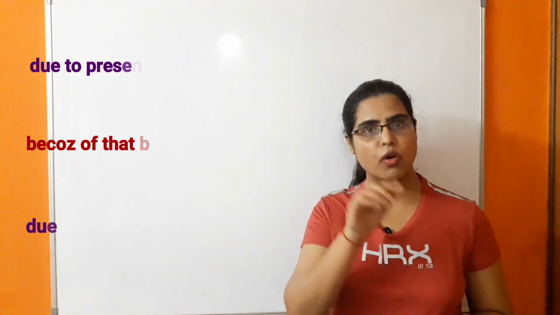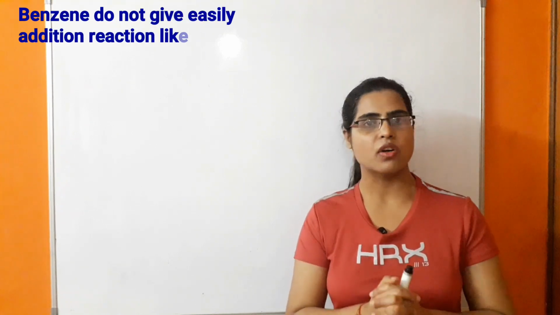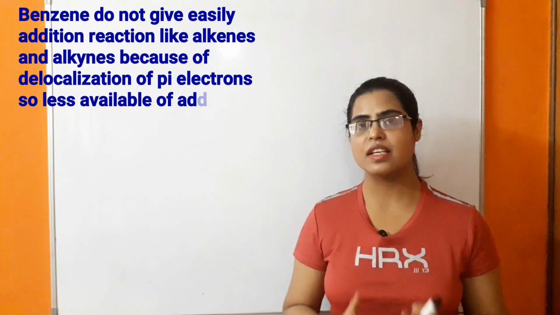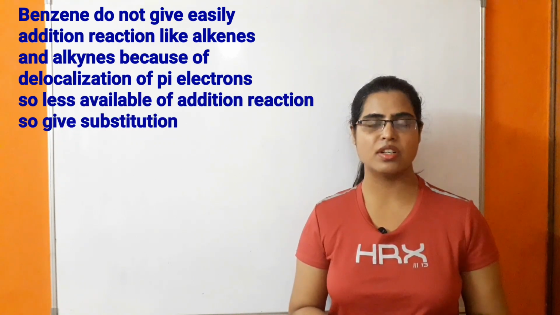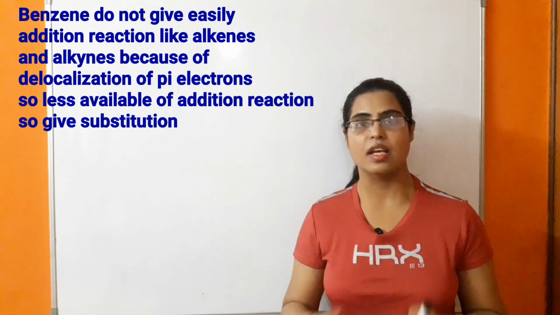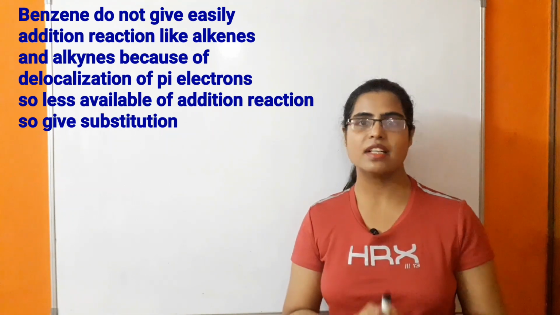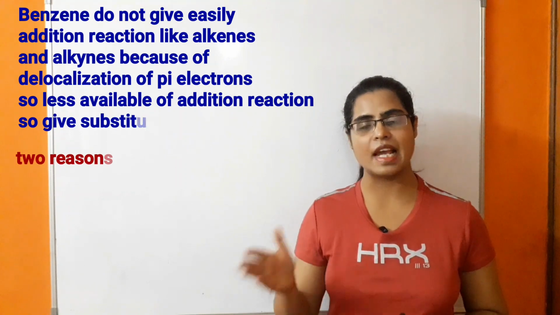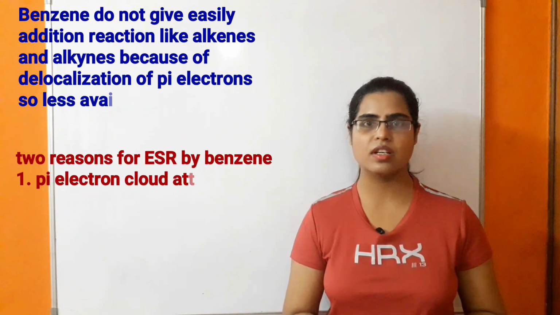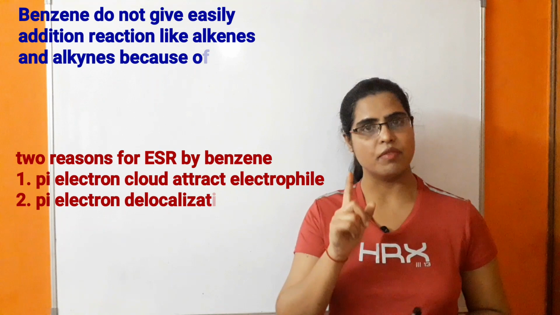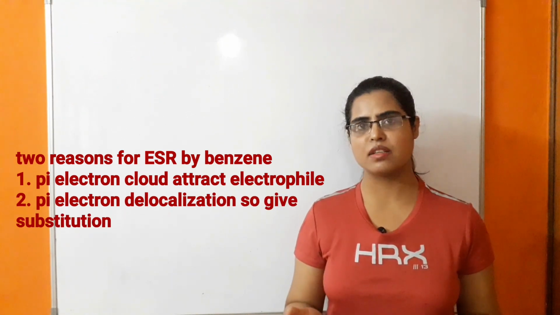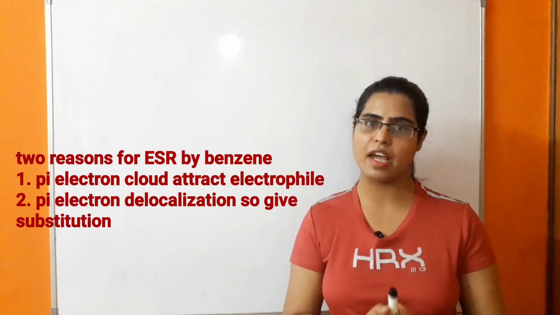It is because of the conjugation of these pi electrons. Because of the resonance conjugation, that is delocalization of pi electrons, benzene is more stable in comparison to alkenes and alkynes. Because of that, they are giving substitution reaction. So because of these two reasons, benzene is giving electrophilic substitution reaction, in which we have studied one substitution reaction, that is halogenation. So let's see how the mechanism plays a role in the case of halogenation.